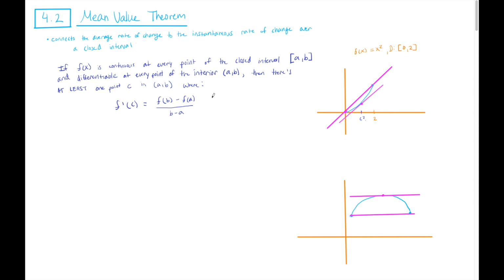Now today we'll be going over chapter 4.2 in my textbook, which is about the mean value theorem. Basically, what the mean value theorem allows us to do is connect our average rate of change to the instantaneous rate of change over a closed interval.